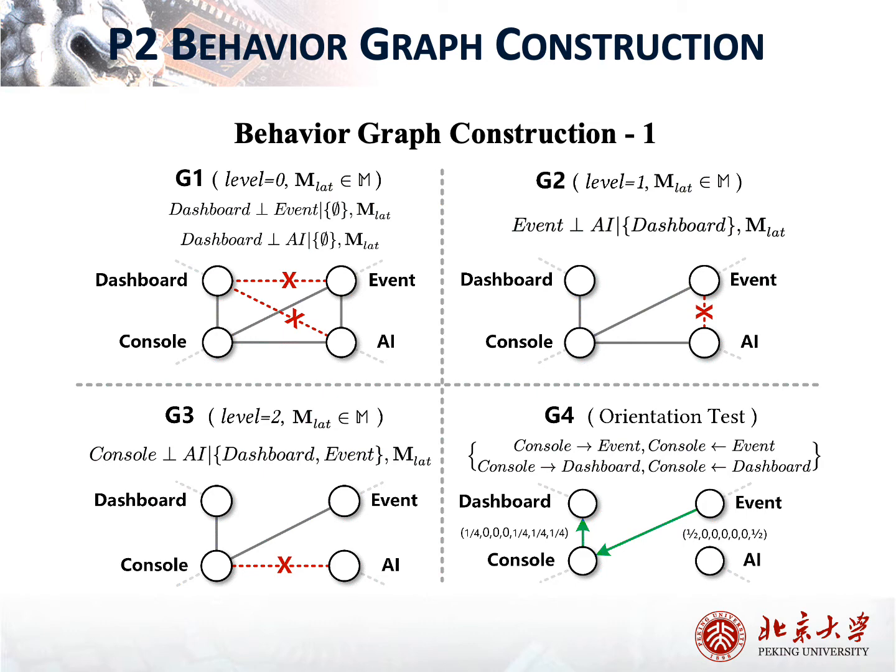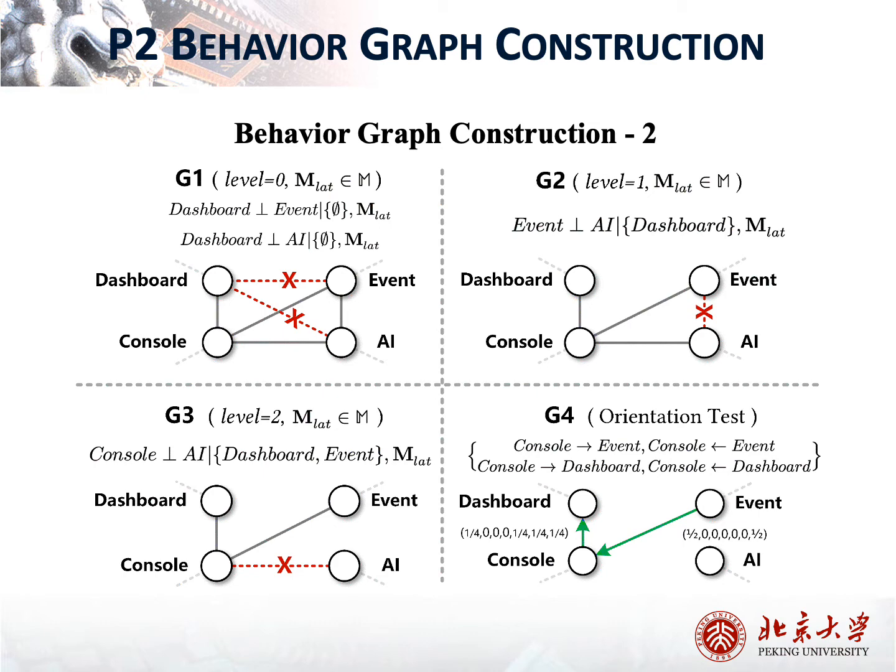First, we set level equals 0 in G1 and test all service pairs for their conditional independence. In this process, we find dashboard is independent of events and dashboard is independent of AI. Therefore, the edge dashboard to events and the edge dashboard to AI are removed from G1. In G2, we test the independence and find events is independent of AI given dashboard. Therefore, we remove the events to AI edge.